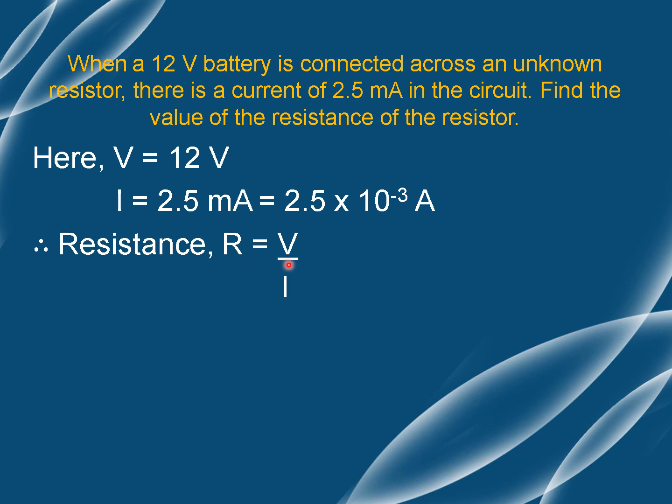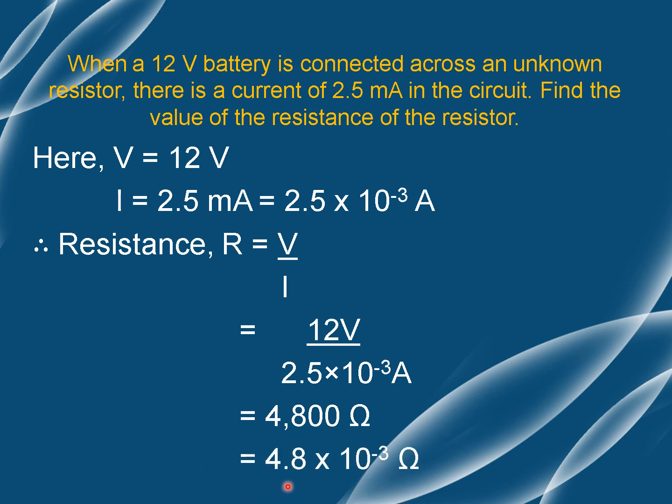We know that resistance is equal to V by I. That is equal to V, which is 12 volt, and I, which is 2.5 multiplied by 10 raised to minus 3 amperes. So substituting the values, we have 12 by 2.5 times 10 raised to minus 3. That is equal to 4,800 ohms. So we get 4.8 times 10 raised to 3 ohm.